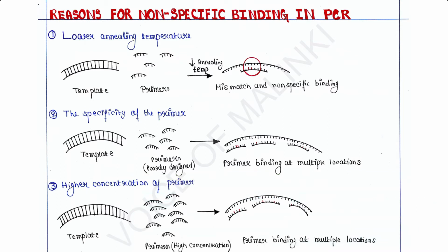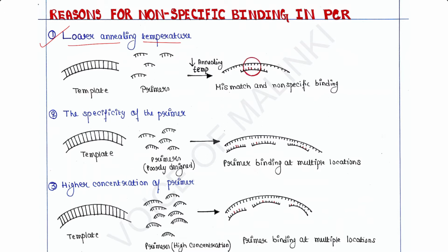Non-specific binding is a common problem of PCR reaction. There are a few reasons why non-specific binding occurs in PCR reaction. First is lower annealing temperature.